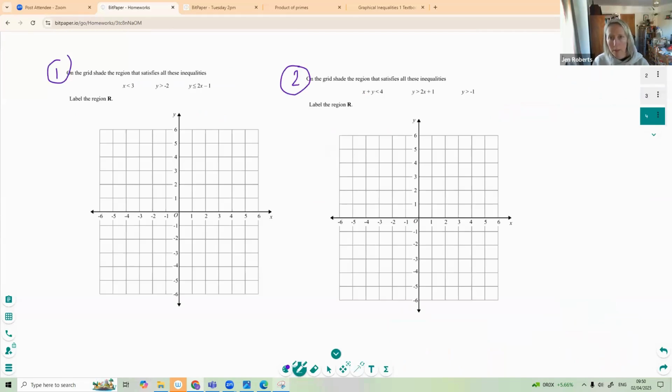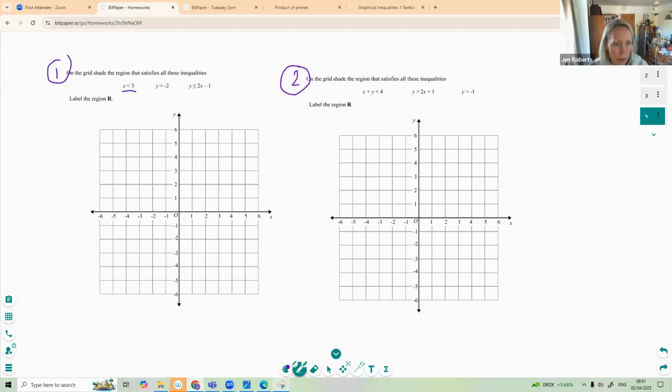Okay, so this is more what the exam question will look like. You'll be given 3 inequalities, and you have to draw all 3 inequalities and find the region that satisfies all 3. We'll go through 2 examples and you can have a look at a couple yourself.